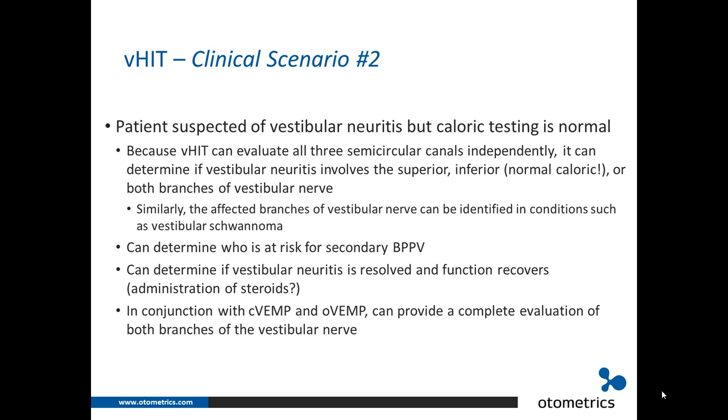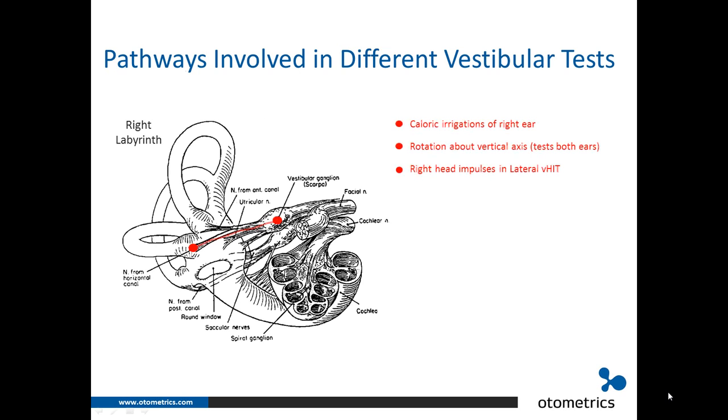Finally, in conjunction with ocular and cervical VEMPs, VHIT can provide a complete evaluation of both branches of the vestibular nerve. The lateral canal and the superior portion of the vestibular nerve in the irrigated ear are involved in the caloric testing. The same pathways are also tested during ipsilateral head impulses. And finally, the lateral canal and the superior branch of the vestibular nerve in both ears are involved during the rotation test. The anterior canal and the superior portion of the vestibular nerve are involved during downward head impulses with the head turned away from the test ear.